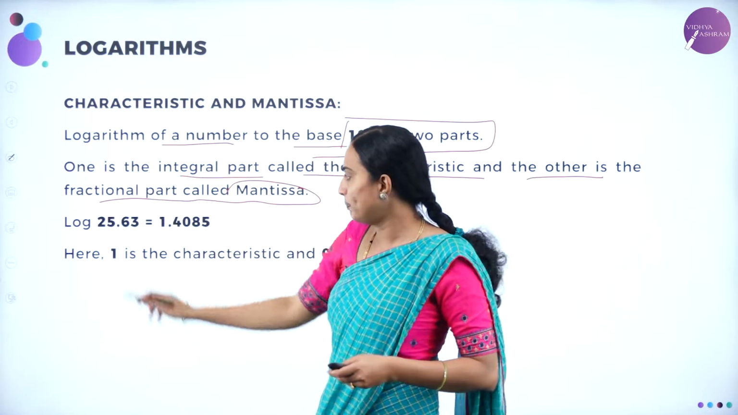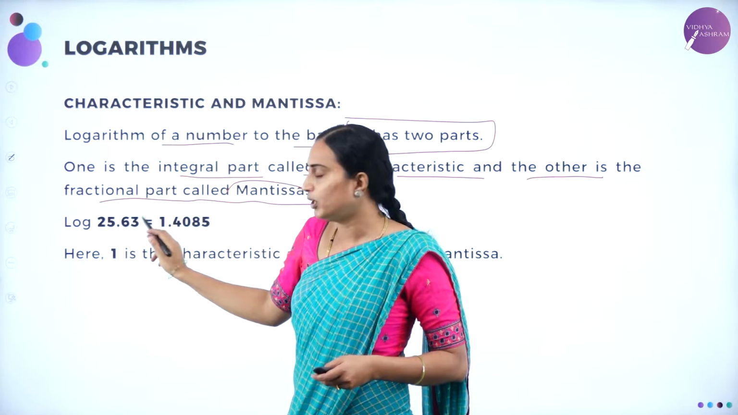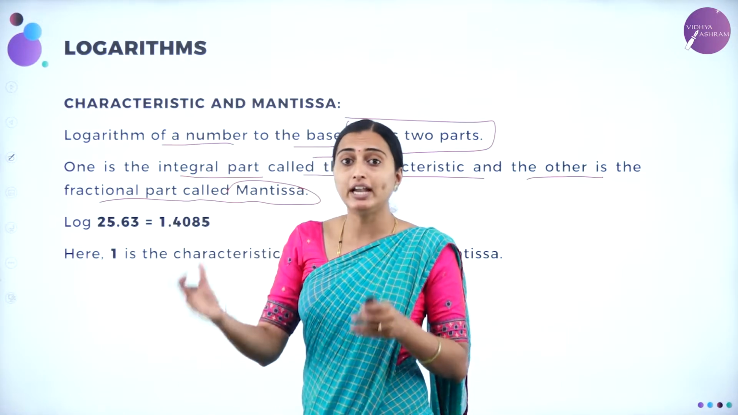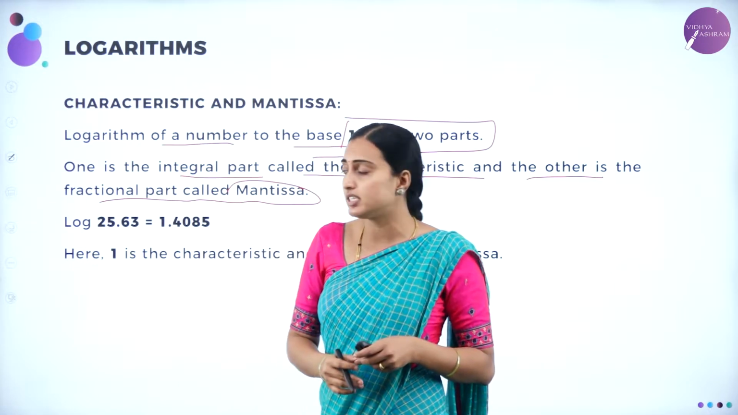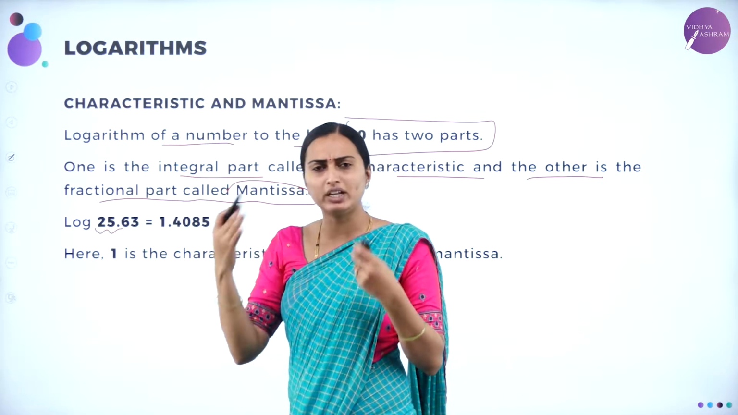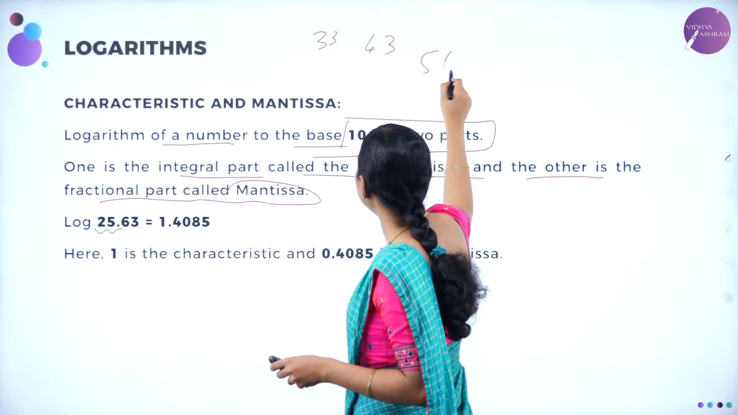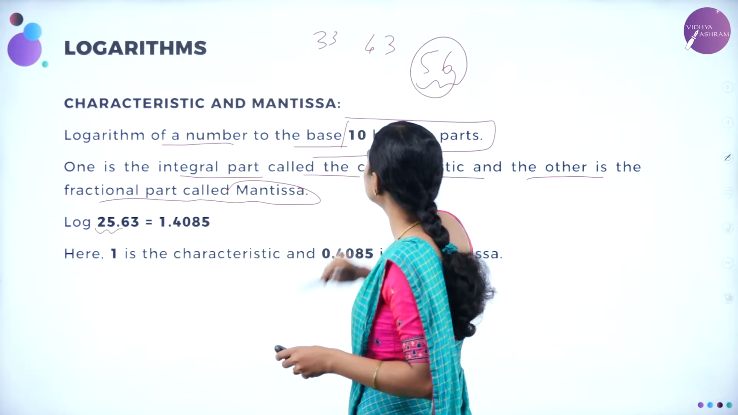So here to the base 10. So this is going to be known as the characteristics and this is going to be known as the mantissa. After finding what is going to be known as the characteristics here, see, you are having here 2 digits, 25, whatever it is, it can be a number 33, it can be a number 43, it can be a number 56. How many digits are there?